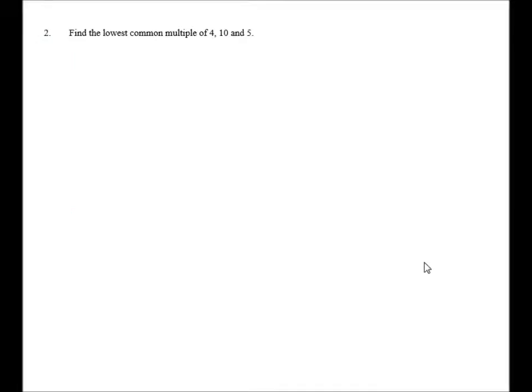Now let's look at finding the lowest common multiple. Find the lowest common multiple of 4, 10, and 5. So the first thing we do is we rewrite each number as a product of its primes. Now remember, we used the ladder method to find the prime factors of a number. I'm not going to explain the ladder method again. You can see the previous video.